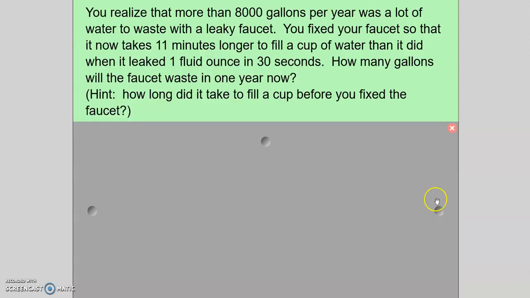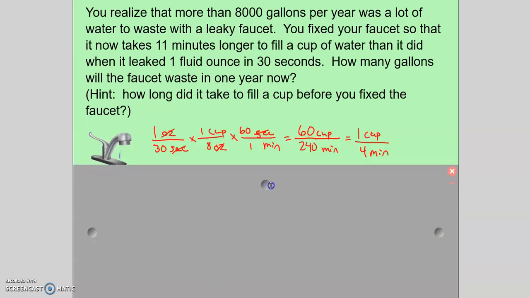So here's what we need to do. We need to start by figuring out the cups per minute. So I'm going to start with that old leaky faucet of 1 ounce per 30 seconds, change it from ounces to cups, and then change it from seconds to minutes. To get 60 cups would take 240 minutes, which, if you do 60 divided by 240, is 1/4. That means we could fill 1 cup in 4 minutes.